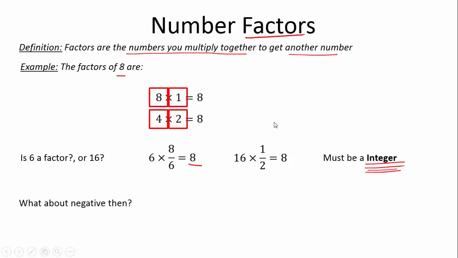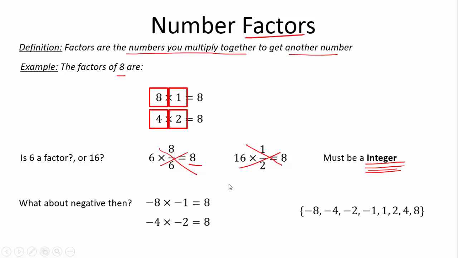So what about negative numbers then? Negative 8 times negative 1 is equal to 8. Negative 4 times negative 2 is equal to 8. So our factors of 8 are negative 8, negative 4, negative 2, negative 1, and then 1, 2, 4, 8.